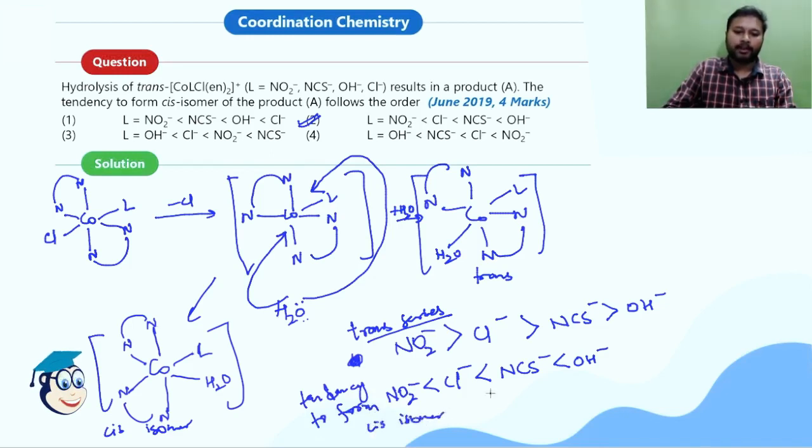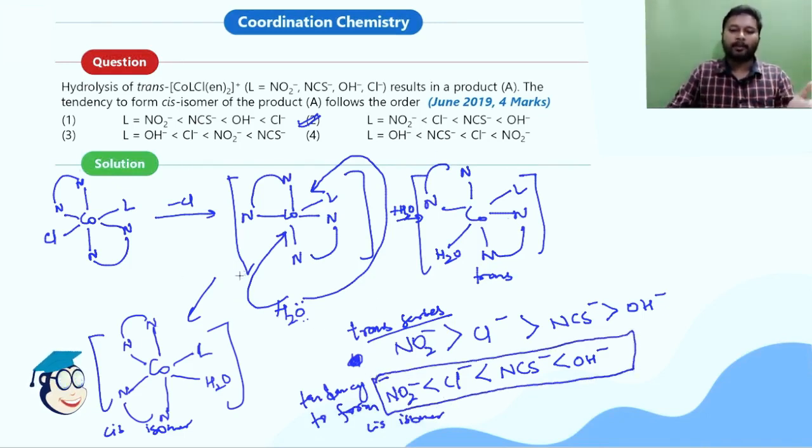This is the tendency to form the cis-isomer, this particular series. So that's how you can easily answer it. The steps which I have shown are just the mechanism of how the reaction will actually happen.